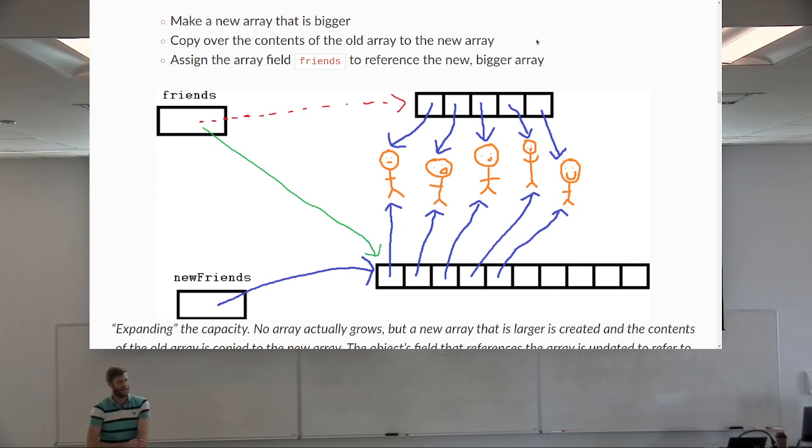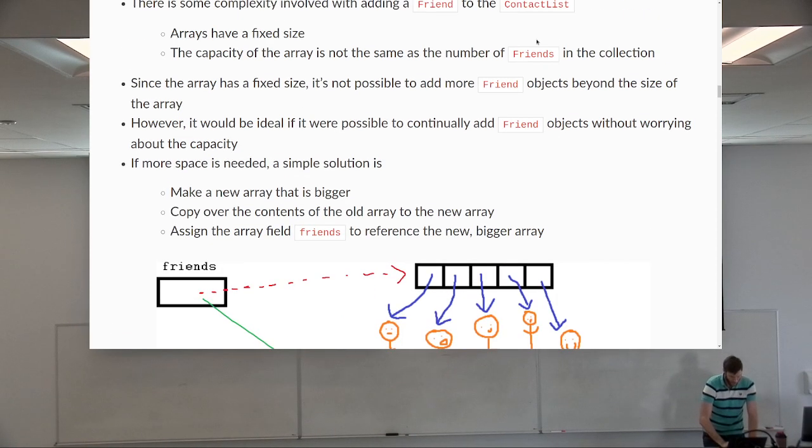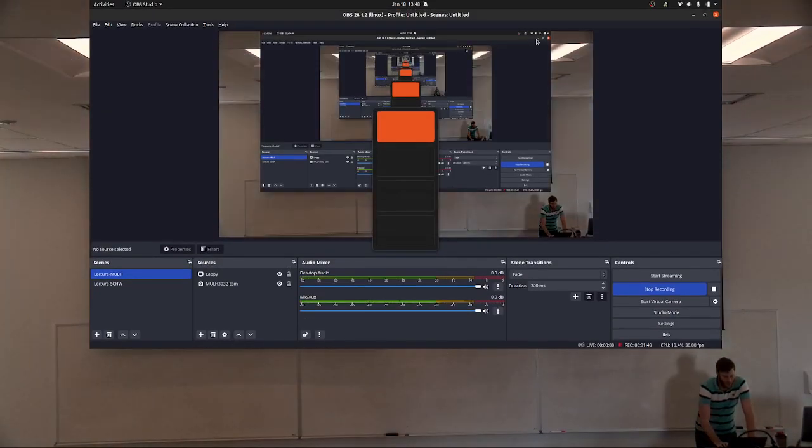So here's the idea. I come along and I want to add that 6th friend. So what I'm going to do is just make a new array twice as big as the old one. Copy the reference variables over. And then just say, friends, don't reference the old one, reference this one now. And we're good to go. But before I jump into this expanding the capacity thing, let's start writing add.